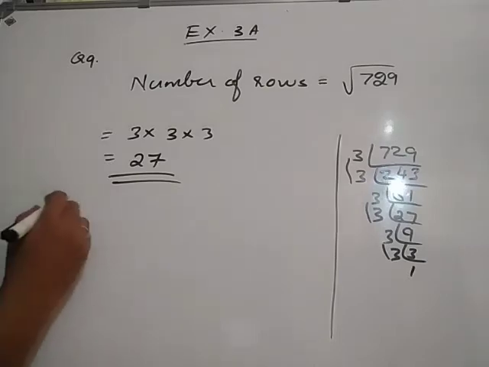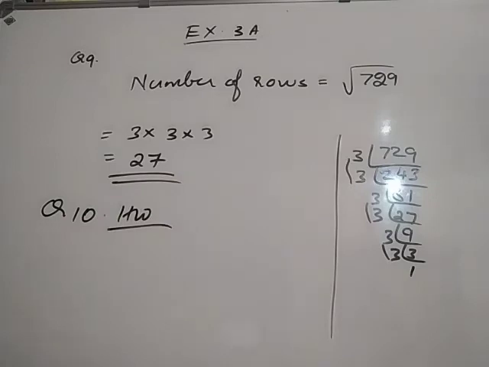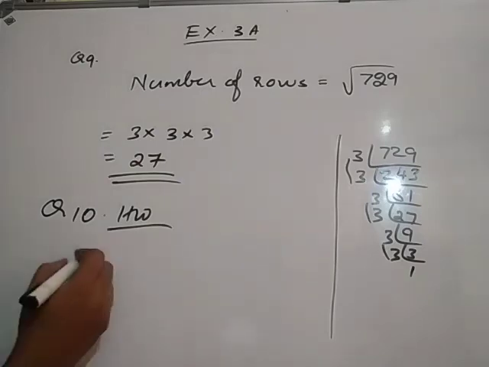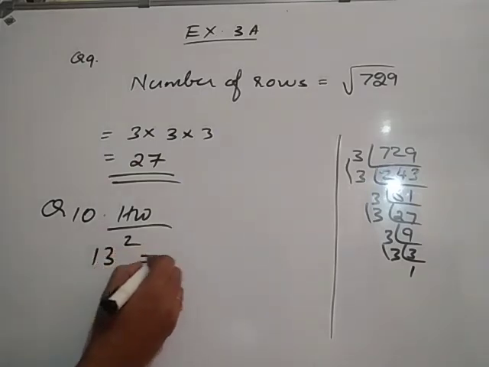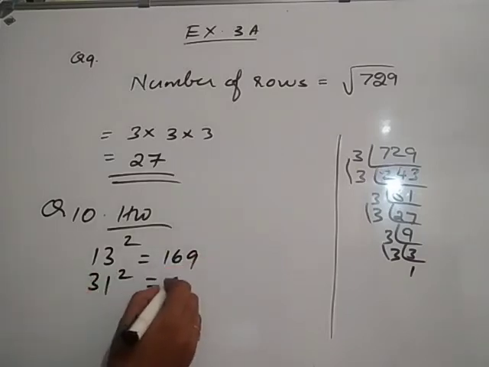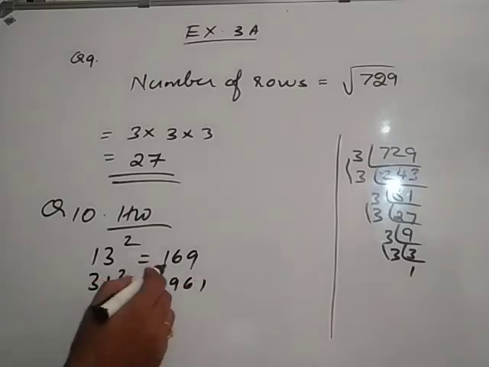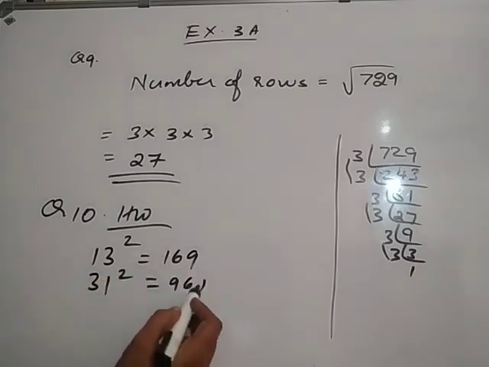Question 10 is a homework question. It is given in the question that 13 and 31 is a strange pair of numbers such that their squares are mirror images of each other. 13 square is 169, 13 into 13. And look at 31. 31 square is 961. Okay, 169, mirror image is 961. So you find out 2 more such pairs. It's your homework question.